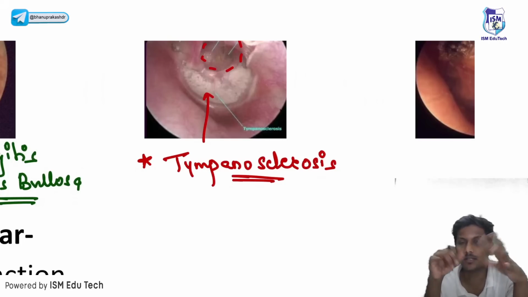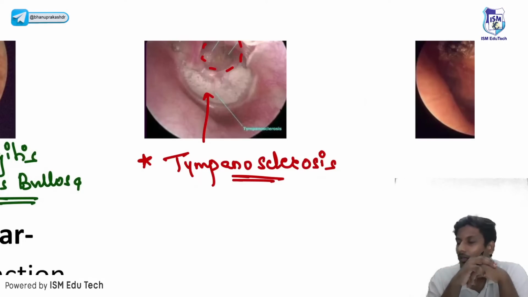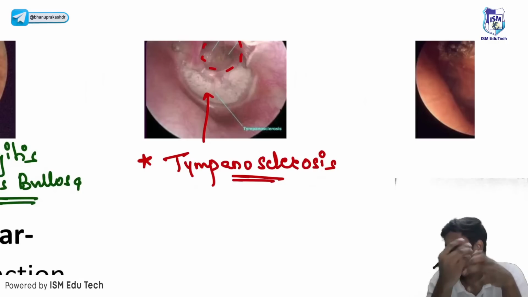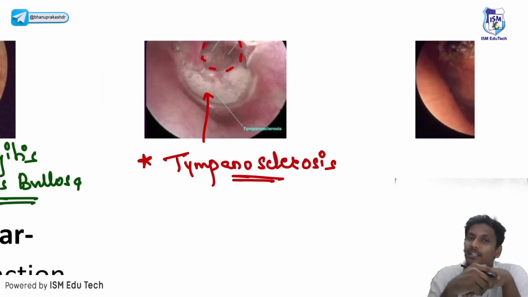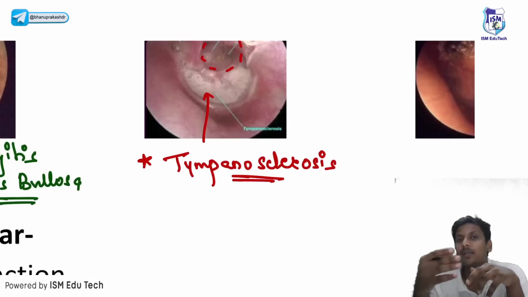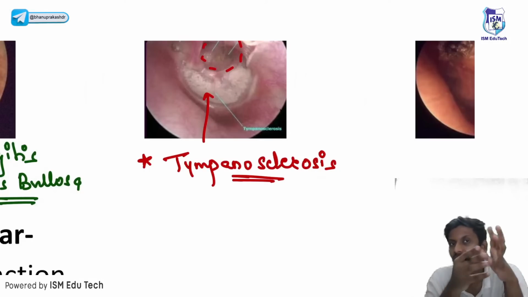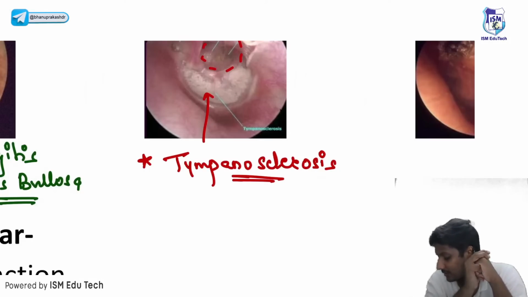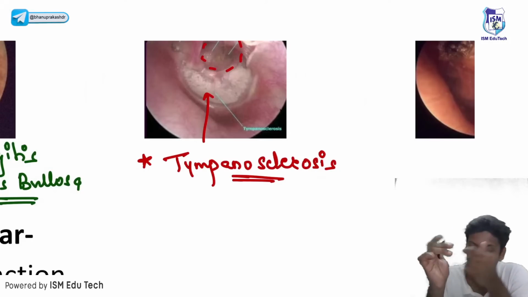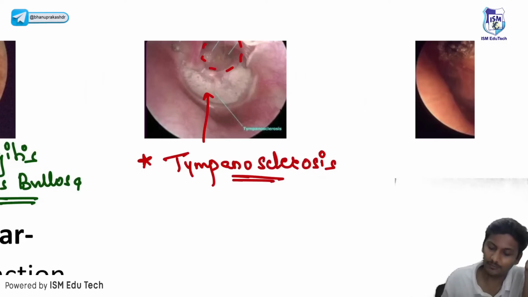Again, a spot diagnosis. It can be seen after an infection. When the infection heals, definitely there will be fibrosis of the tympanic membrane, and then it will show this chalky white appearance. That is tympanosclerosis. Okay, I'll use Hindi as well in between, no worries about that.